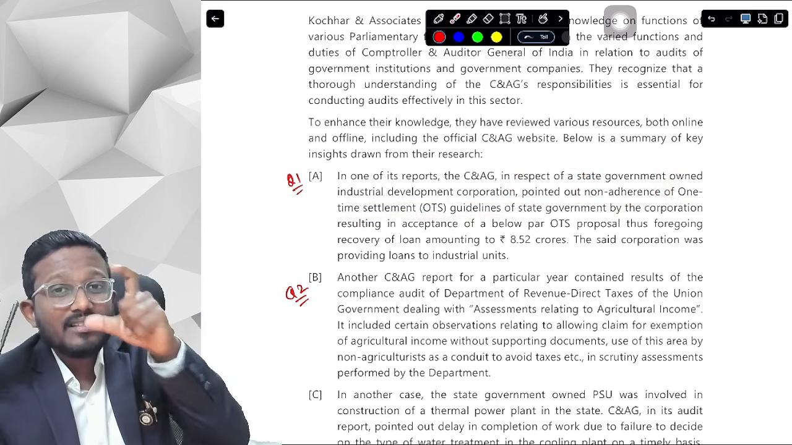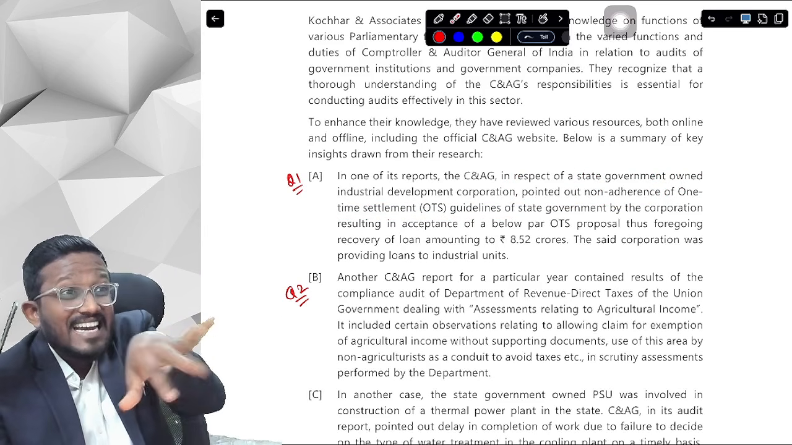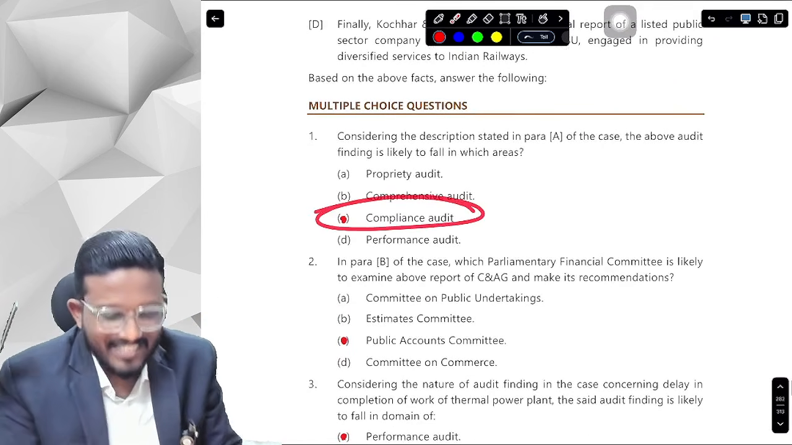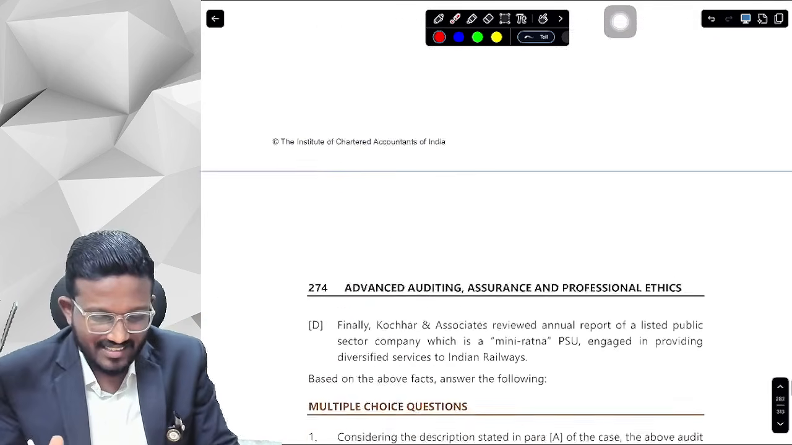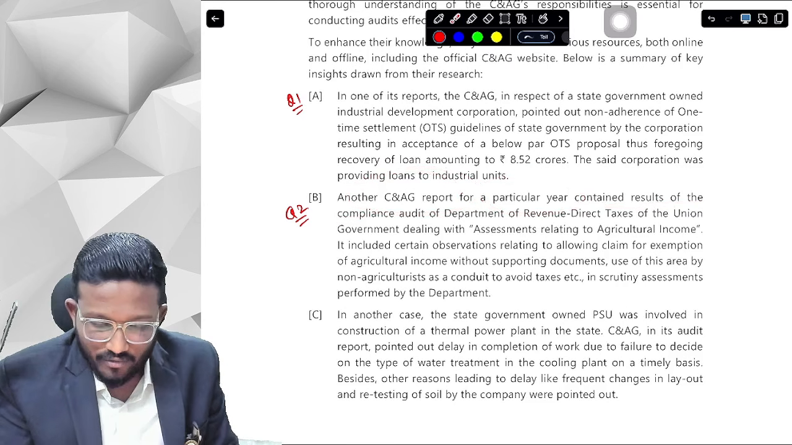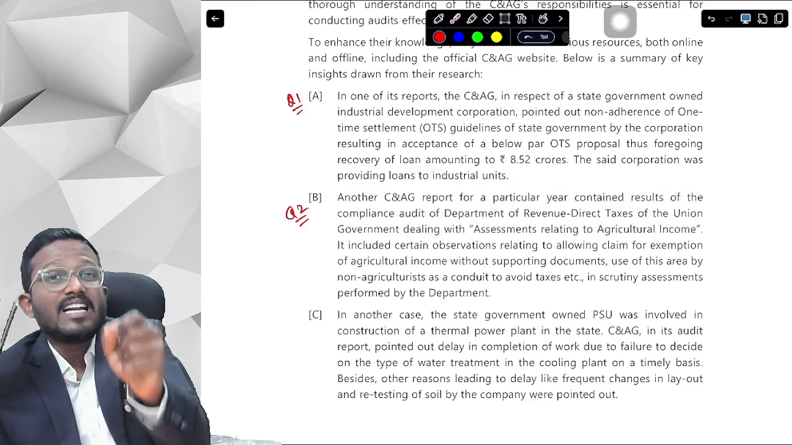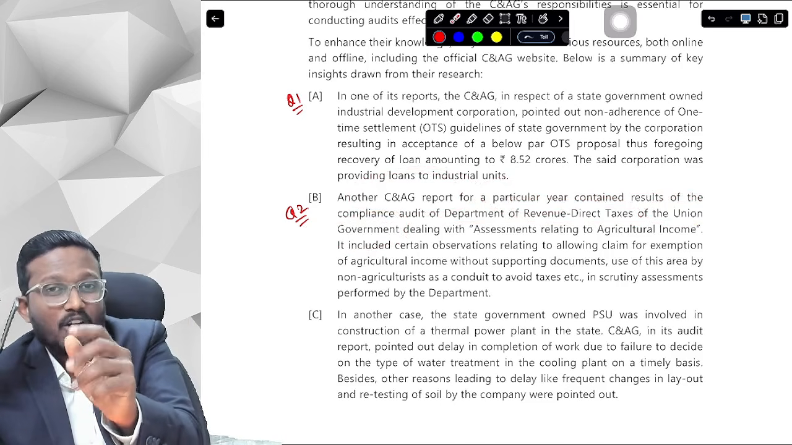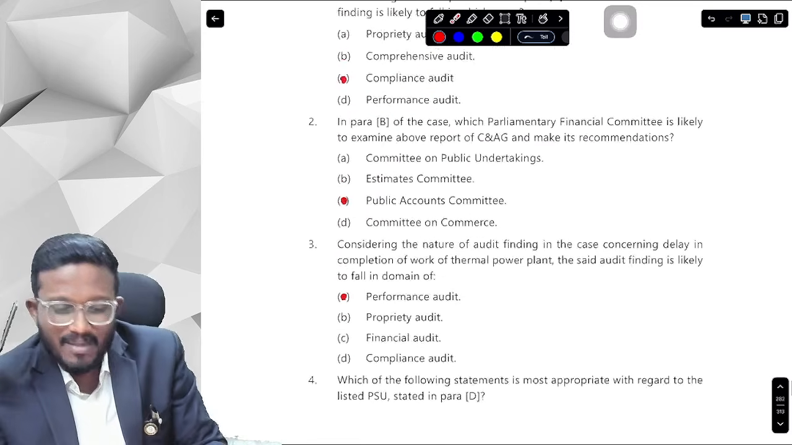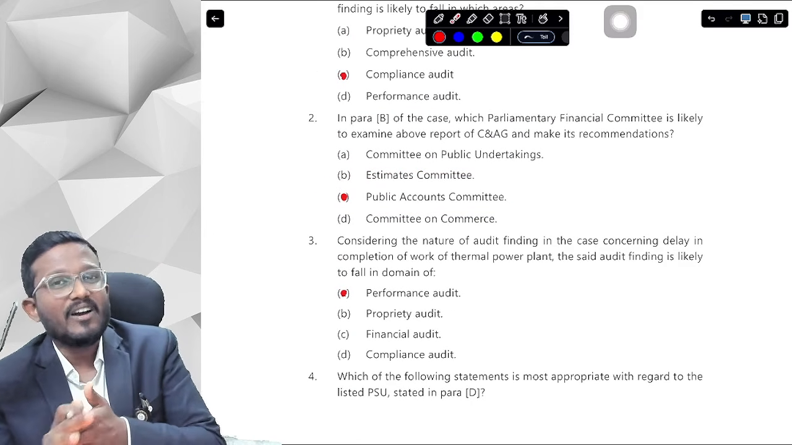Now this particular thing will be covered under which type of audit of PSC? If you are not complying with any law and regulation, then which particular audit will it be covered under, sir? Compliance audit. Okay, yes sir. Next, it is saying that there is a CAG report for a particular year that contains the results of the Department of Revenue direct taxes of the Union government. If there is a central government department for which there is an audit report, then who does the review of the central government department, sir? The Public Accounts Committee has the responsibility for reviewing the audit report of a central government department.